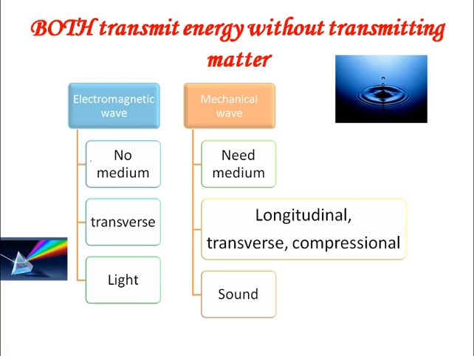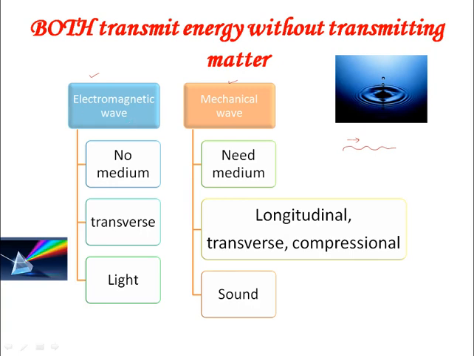Before that, let's see what the basic two types of waves are. One is electromagnetic wave and the other is mechanical wave. Mechanical wave is nothing but transmission of energy in an up and down movement of particles, right? So two types of waves are there, mechanical wave and electromagnetic wave. Just understand the comparison.